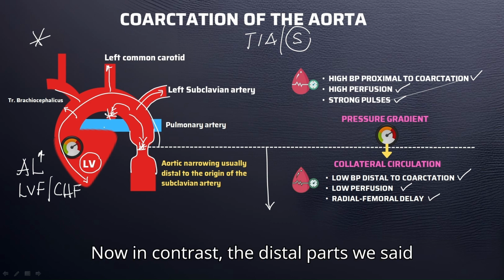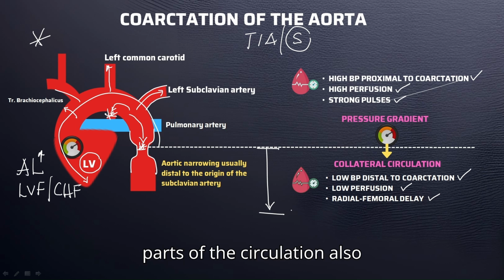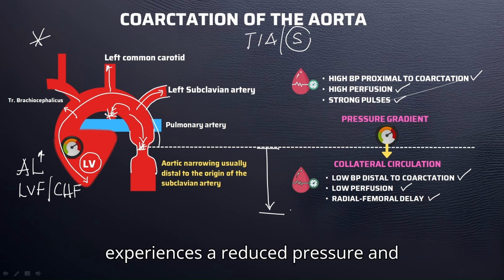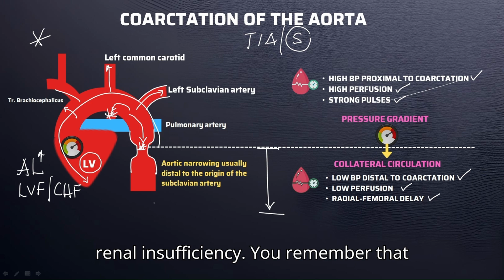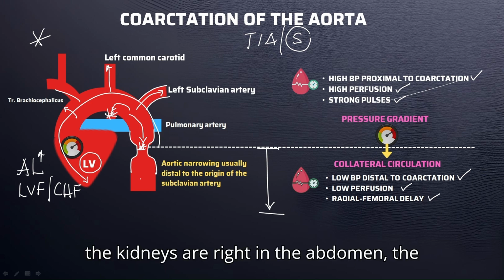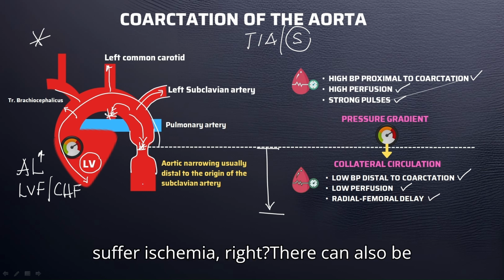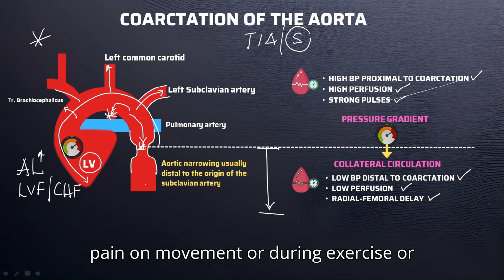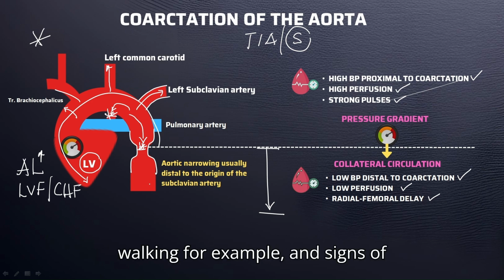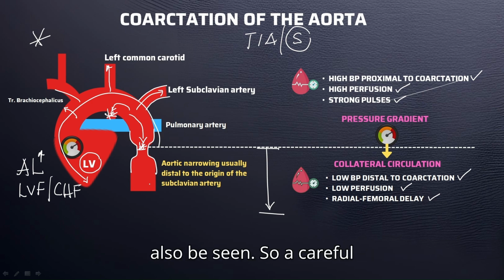Now, in contrast, the distal parts of the circulation also experience reduced pressure and perfusion. And so this may result in renal insufficiency. You remember that the kidneys are right in the abdomen, and the intestines are also there. They can all suffer ischemia, right? There can also be lower extremity claudication, which is pain on movement or during exercise or walking, for example. And signs of ischemia such as cold extremities may also be seen.